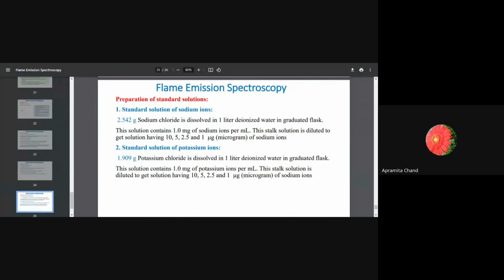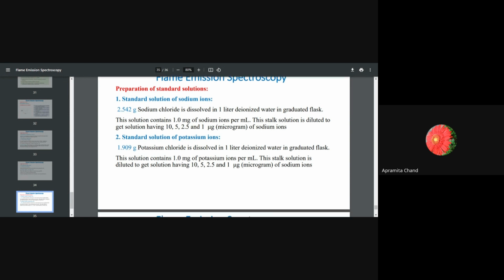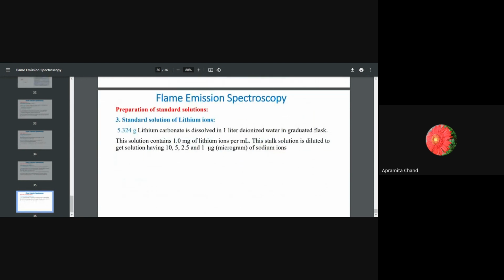How do we prepare the standard solutions? This is very easy, and being analytical chemistry students, we already know how to do that. We can just dissolve a particular amount of the salt in deionized water in a graduated flask. Okay, and we can dilute the solution to have different concentrations. Okay, we can easily prepare the standard solutions in the lab.